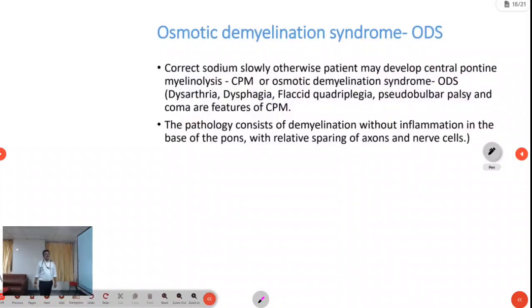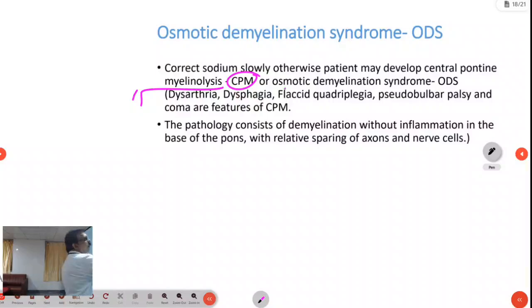Osmotic demyelination syndrome is a syndrome which occurs when you correct chronic hyponatremia at a faster pace. So that can happen. Patient can have locked-in syndrome-like features. Now we know that it is not just central pontine myelinolysis, it is osmotic demyelination syndrome. In that, one component is central pontine myelinolysis. That is a locked-in state-like feature.